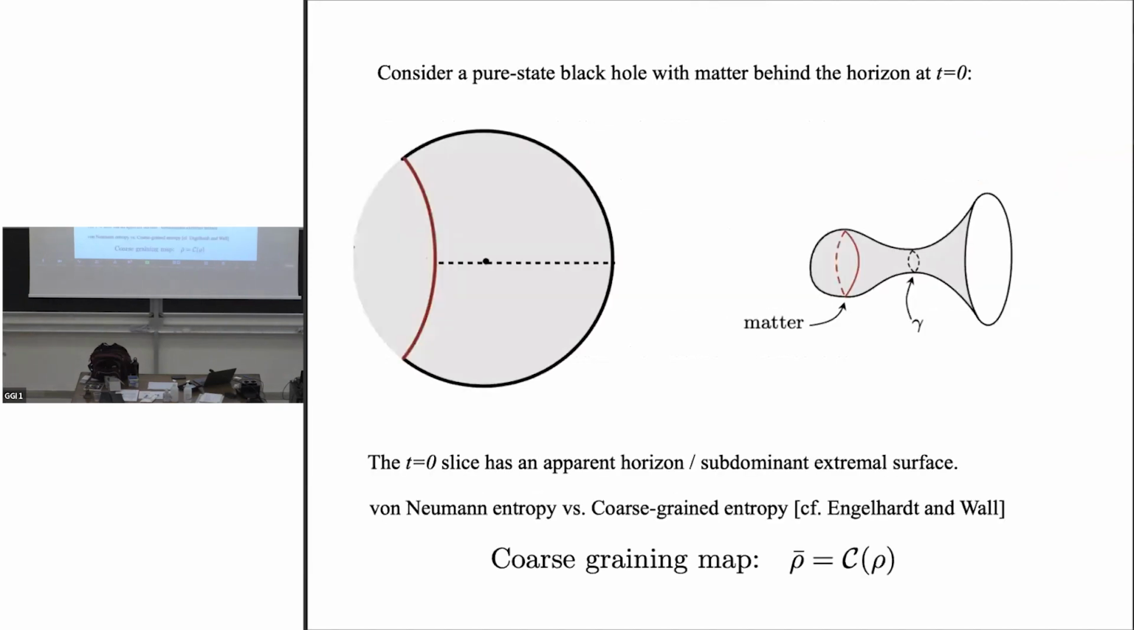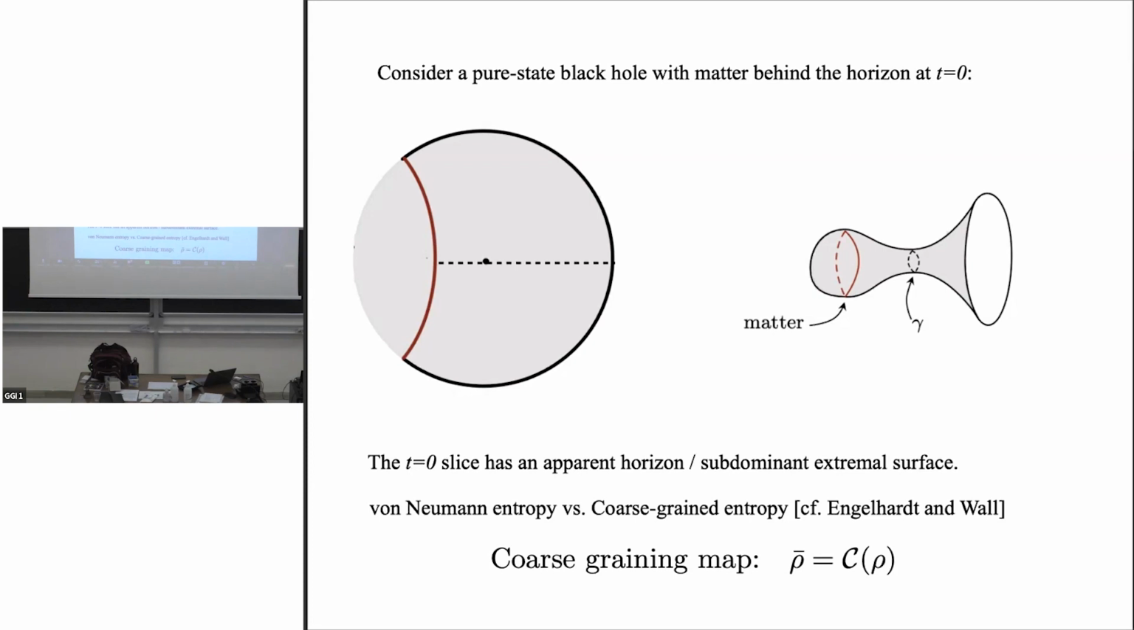So let's go back a minute. Let's take a step back and consider it a new question. Let's consider a pure state black hole with matter behind the horizon at the initial time. So this is the black hole that I talked about before. In Lorentzian signature, this is a shell, as Daniel described, that's behind the horizon already at time 0.